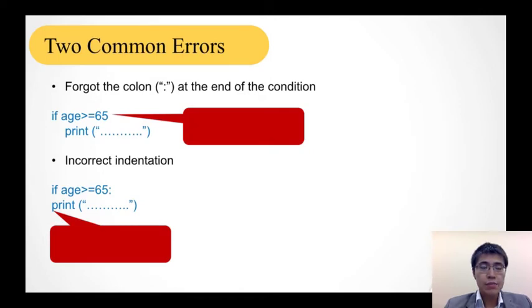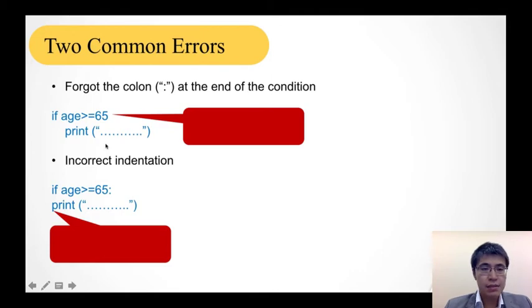I guess there might be two common errors you may make in the first exercise. The first one is that you may forget the colon sign at the end of the condition. In the if statement, you always need to use the colon sign to separate the condition and the action code block. So if you just write if the age is larger than or equal to 65, it will not work. You need to provide the colon sign.